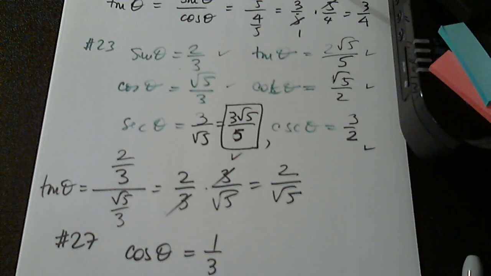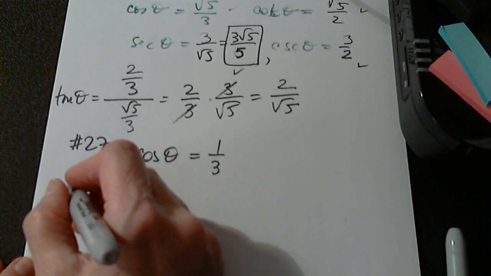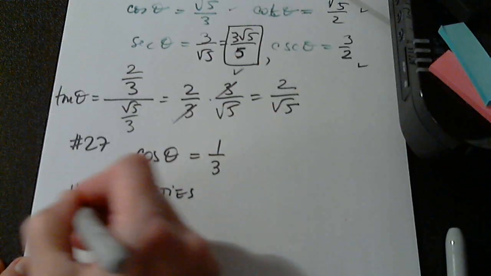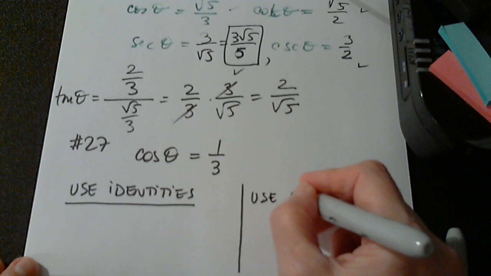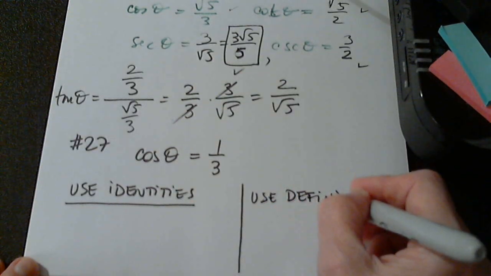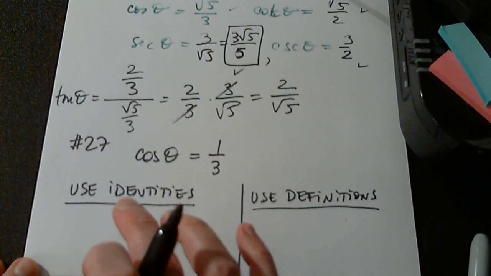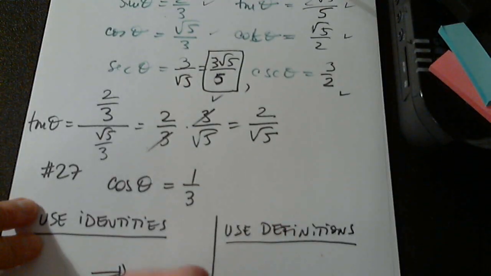What about the definition? How can I use the definition if I have just cosine theta equals 1/3? Very easy. We're going to do both. So let's first use identities. And then the second method is using the definition, and I'll explain what I mean by that. Identities. Of course, I don't have enough room, so I'm going to say, see the next page.